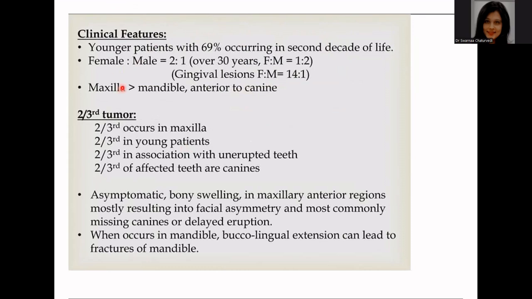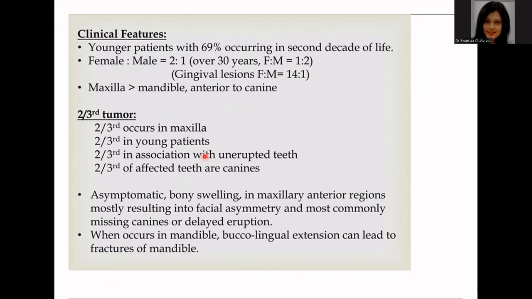If we look at its age, 69% of the cases occur in the second decade of life. It has a female predilection, with gingival lesions more common in females, 14 to 1. Over 30 years of age, females have lesser predilection as compared to males. The site most commonly involved is the maxilla, anterior to the canine.